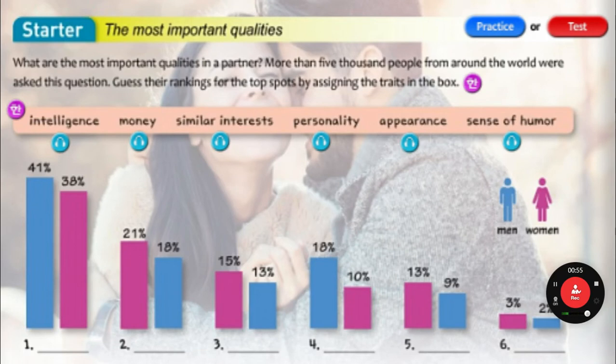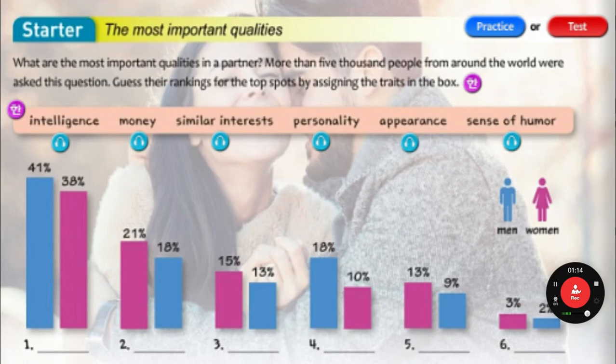All right, starter, your most important qualities. What are the most important qualities in a partner? More than 5,000 people from around the world were asked this question. Guess their rankings from the top spots by sorting the traits in the box. You're guessing which one is most important in a partner.